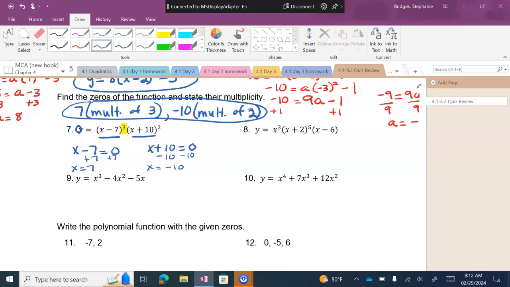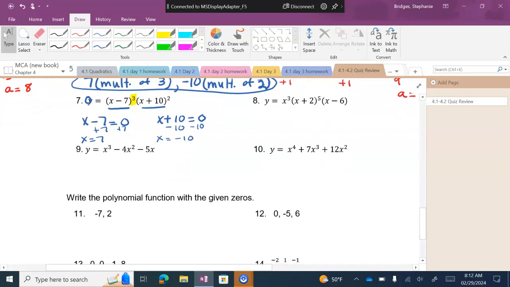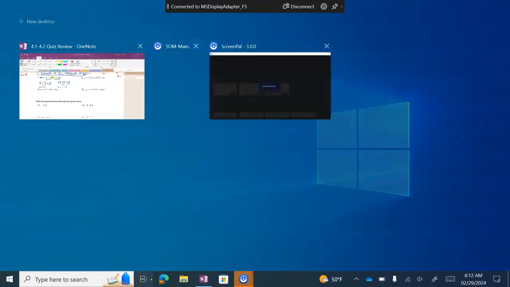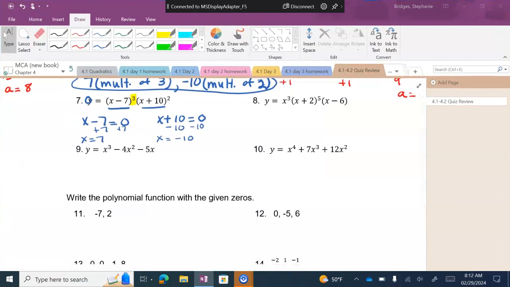And then for 9, is that one already factored for me? Mm-mm. So we got to start the factoring process. What is the very first thing we look for when we factor? GCF. What does x to the third minus 4x squared minus 5x have in common? An x, so let's pull that out first. And then I need to factor that trinomial.